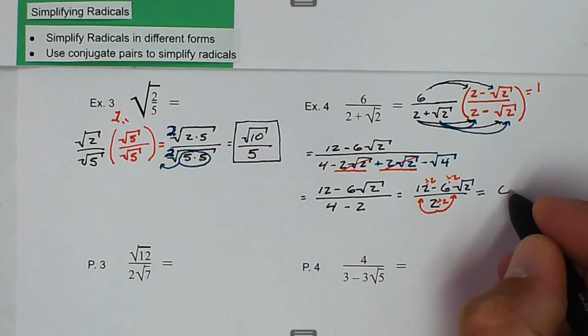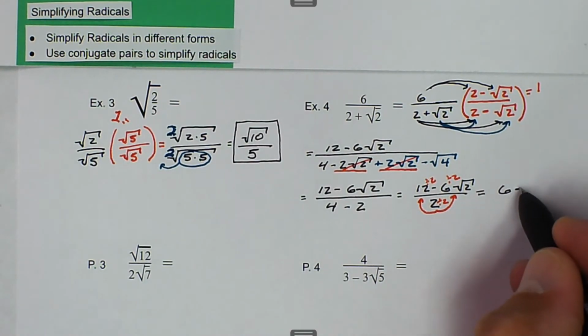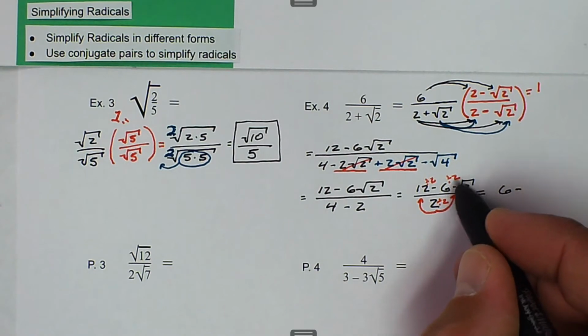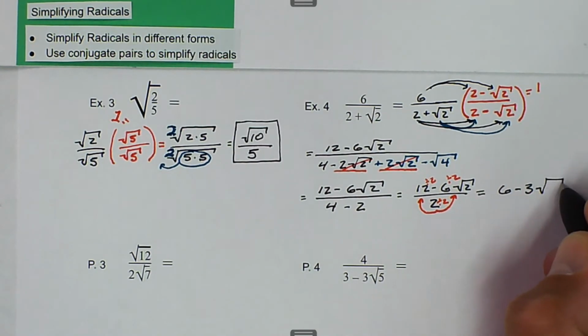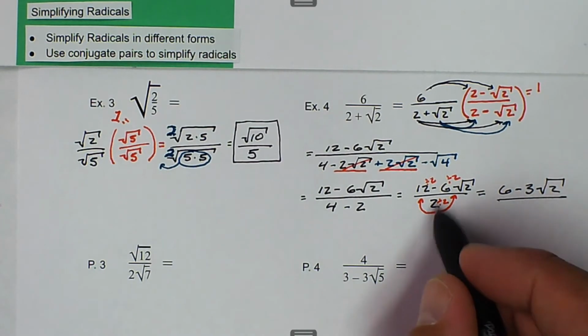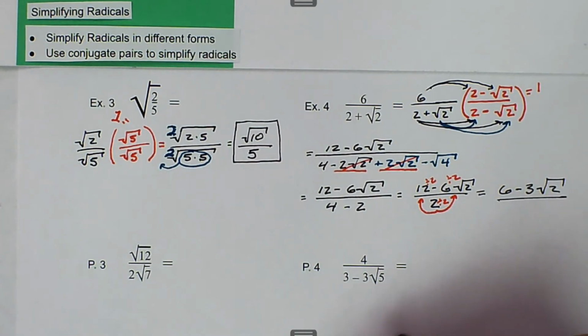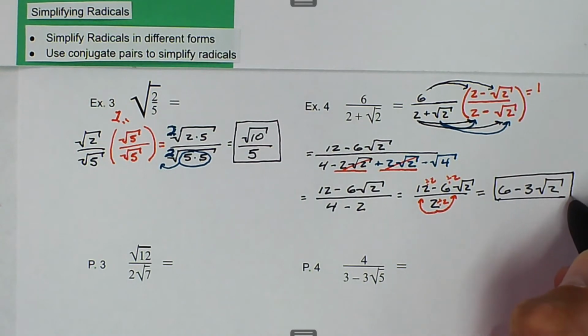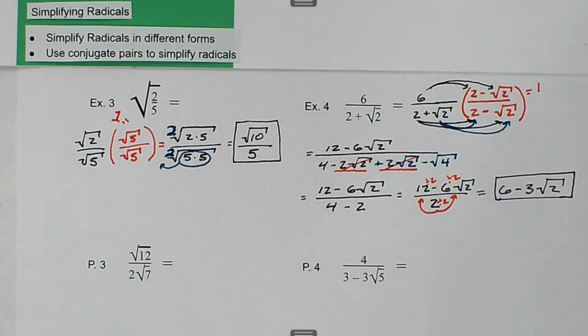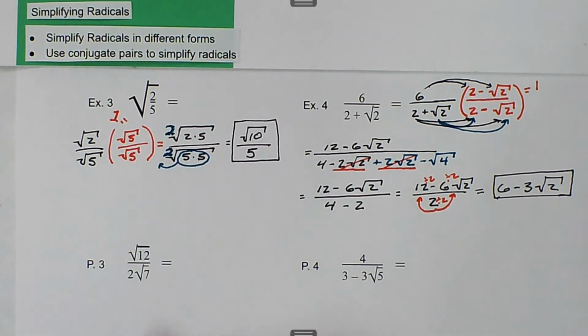Twelve divided by 2 is 6, minus 6 divided by 2 is 3, and 2 divided by 2 is 1, so we don't have to write that down. So our final answer is 6 minus 3 square root of 2. Then we can look at example 3 here.